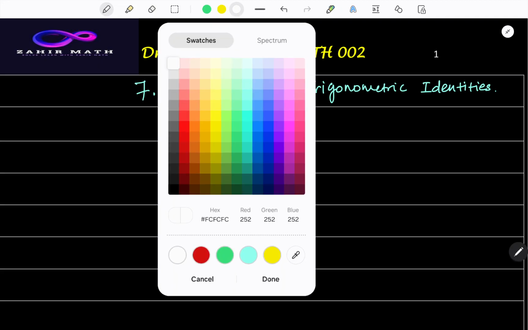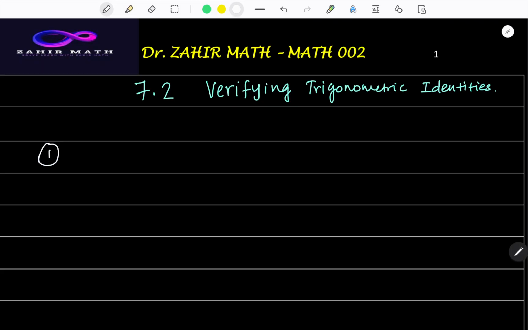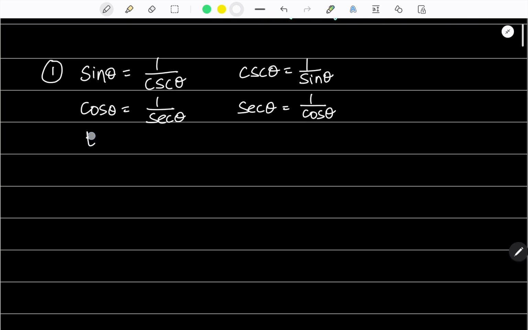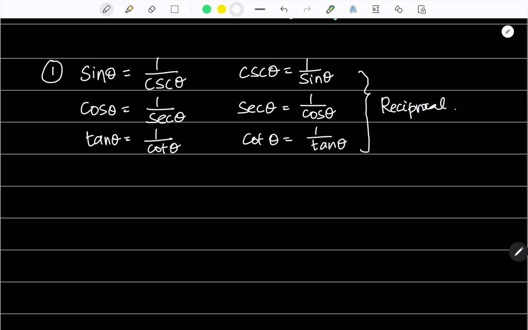Okay, right. First rule, which I already told you in 7.1, right? Sin theta is equal to 1 over cosecant theta. Cosecant theta is equal to 1 over sin theta. Cos theta is equal to 1 over secant theta. And secant theta is equal to 1 over cosine theta. Next, tan theta is equal to 1 over cot theta. And cot theta is equal to 1 over tan theta. This is the first rule you need to remember. What was the name given to you in the last video? This is called reciprocal identities, right?